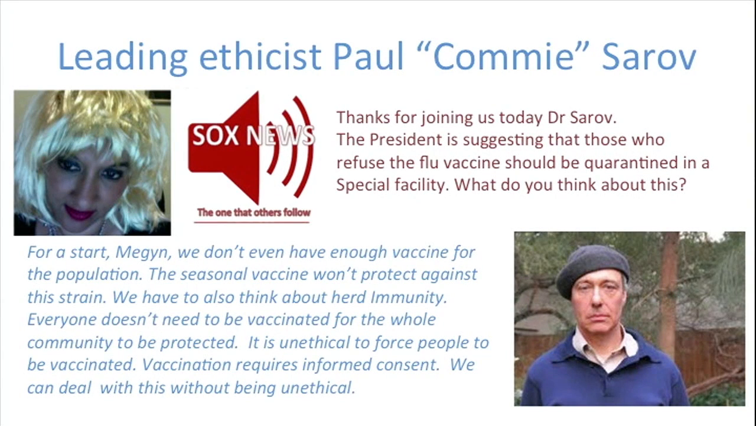Leading ethicist Paul Komisarov. Thanks for joining us today, Dr. Komisarov. The president is suggesting that those who refuse flu vaccine should be quarantined in a special facility. What do you think about this? For a start, Megan, we don't even have enough vaccine for the population. The seasonal vaccine won't protect against this strain. We also have to think about herd immunity. Everyone doesn't need to be vaccinated for the whole community to be protected. It's unethical to force people to be vaccinated. Vaccination requires informed consent. We can deal with this without being unethical.